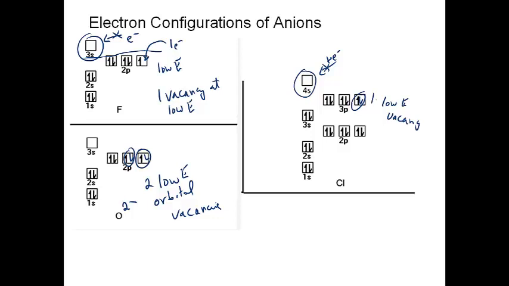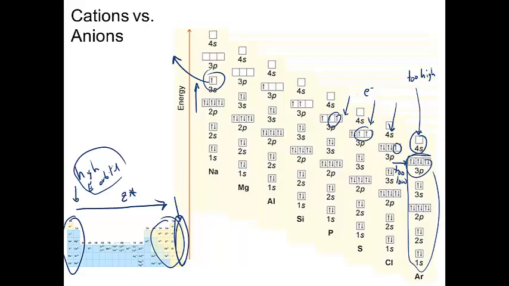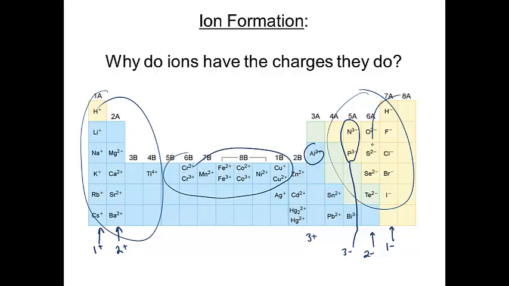And so all of the group 7A elements, like chlorine and fluorine, all have in their electron configurations a single vacancy at relatively low energy. Low energy because they're on the right, single vacancy because it's group 7. So you've filled 5 of the 6 slots in the p orbitals, and so you can fill in 1 electron. The reason the 6A elements can make 2 minus anions is because they have 2 vacancies at low energy.